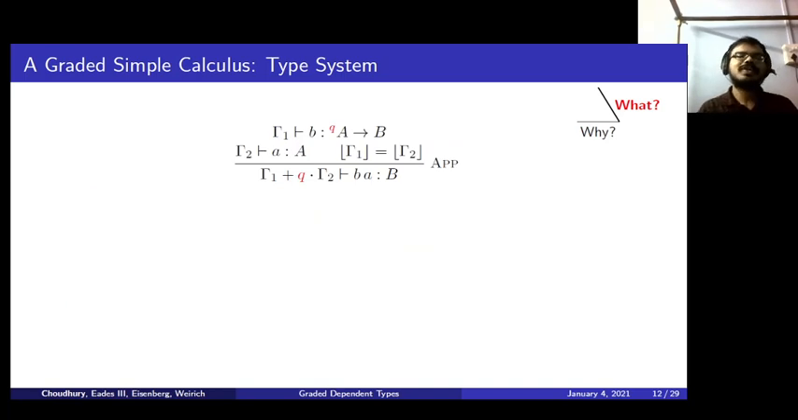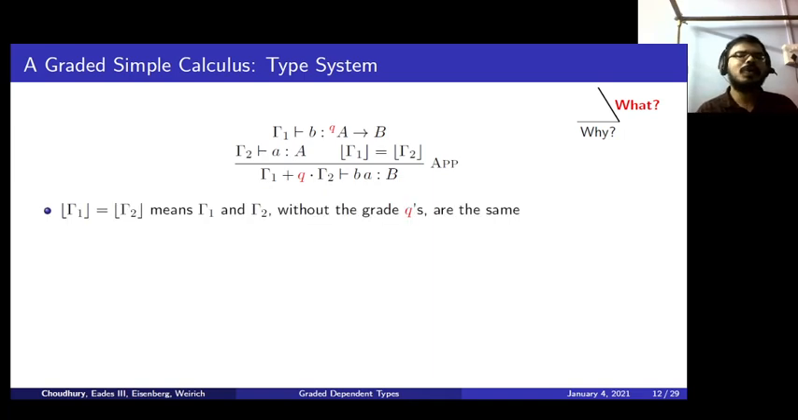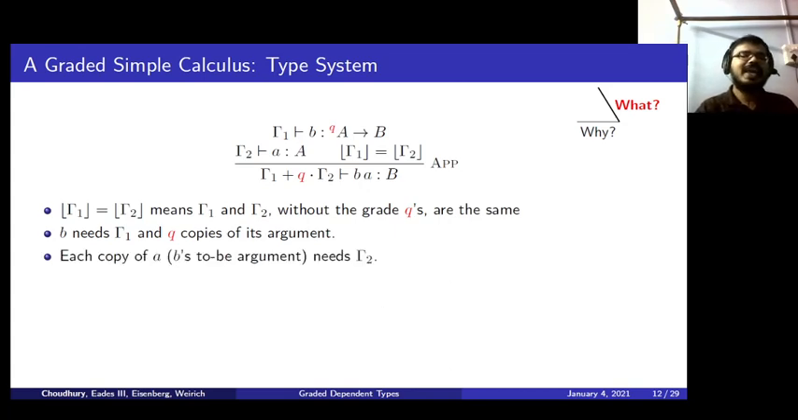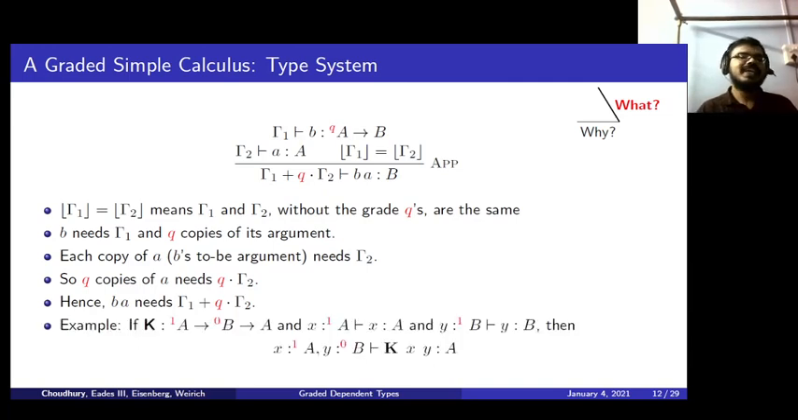Now let us look at the application rule. It is somewhat complex. It has 3 judgments in its premise. The third judgment is new. What this means is that the contexts gamma 1 and gamma 2 without the grades are the same. Now let us try to understand this rule. Here B needs gamma 1 and q copies of its argument. A, which is B's argument, needs gamma 2. So q copies of A needs q gamma 2. Hence B A needs gamma 1 plus q gamma 2. Now we can see that this judgment that we saw earlier can be derived using the app rule.